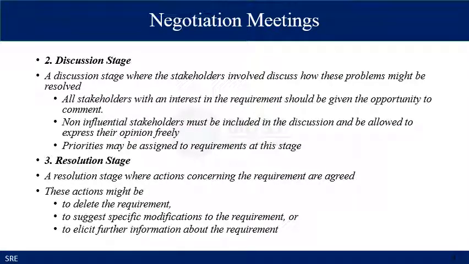In the discussion stage, the stakeholders discuss during the meeting how these problems might be resolved. All stakeholders with interest in the requirement should be given the opportunity to speak, and non-influential stakeholders must be included in the discussion and be allowed to express their opinion freely. Priorities may be assigned to requirements at this stage. Finally, in the resolution stage, actions concerning the requirements are agreed. These actions might be to delete a requirement, to suggest specific modifications, or to elicit further information about the requirements.